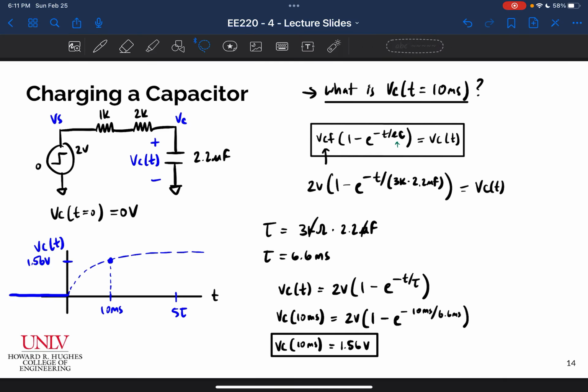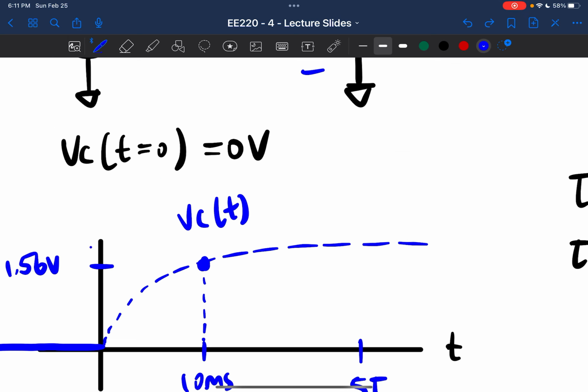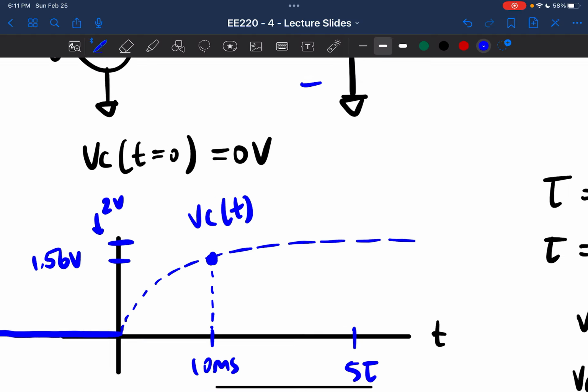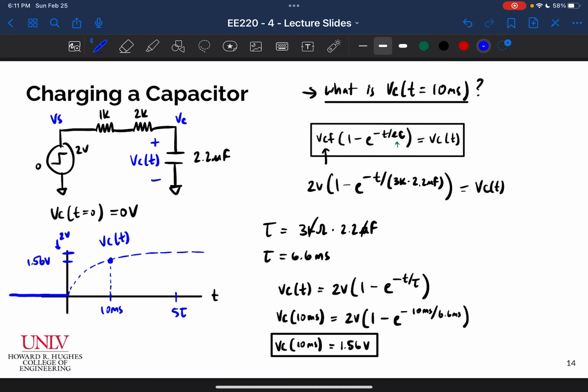And of course, we know from the problem, let me actually move this up and out of the way, that this is going to asymptote at about 2 volts, okay? So our maximum voltage here is going to be 2 volts, and we discovered that at 10 milliseconds, the voltage is 1.56 volts. So if we wanted to find another value of t, we could easily just plug it right into this expression here for t and solve for other values. So sometime much, much later, let's say 75 to 100 milliseconds, our value should be really close to 2 volts, if not exactly 2 volts.